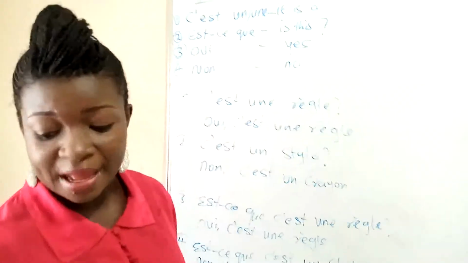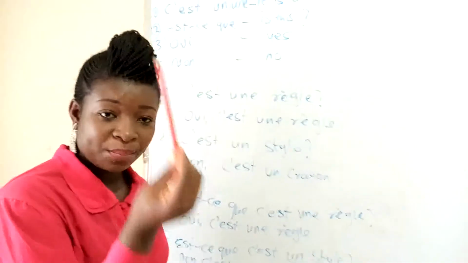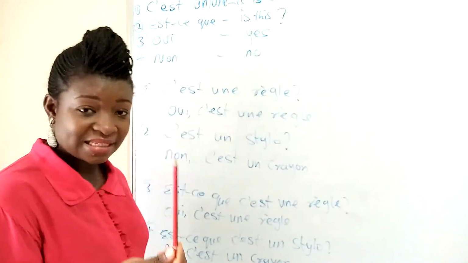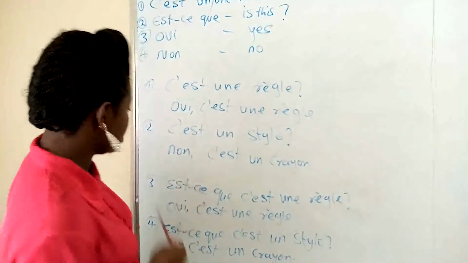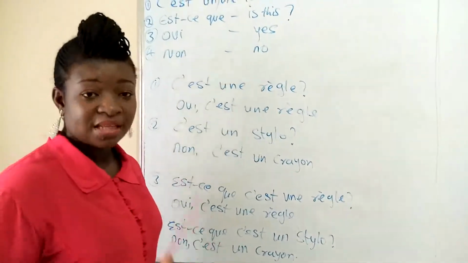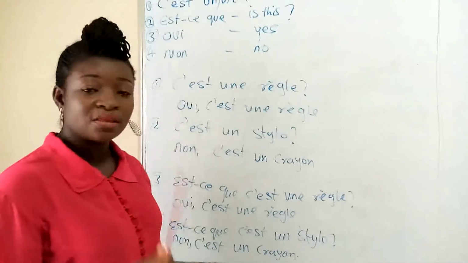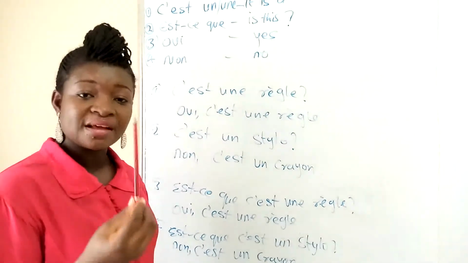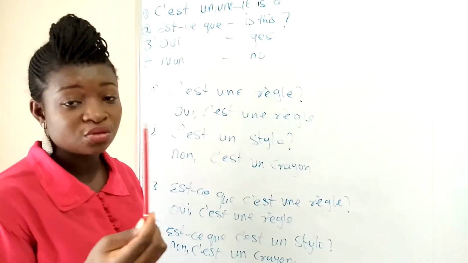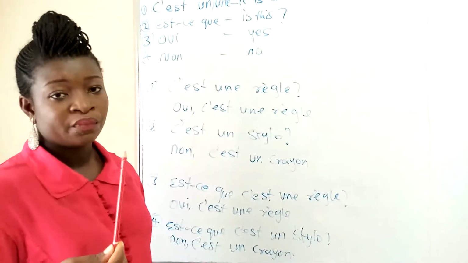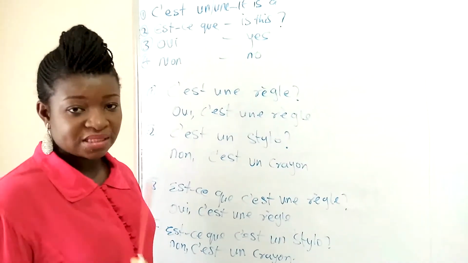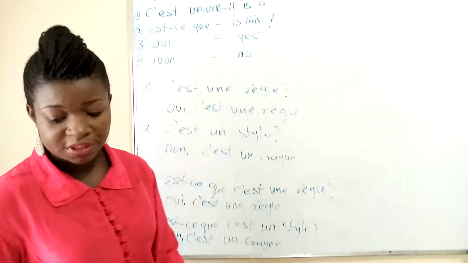un crayon, that means you now have a pencil. That means the person is asking using a pencil, or it is a pencil that the person was holding. Okay, so if it is not a pen, you say non, c'est un stylo. Or if it is not what the person is showing you, you say non, you say c'est, and mention the object that the person is pointing at or holding.